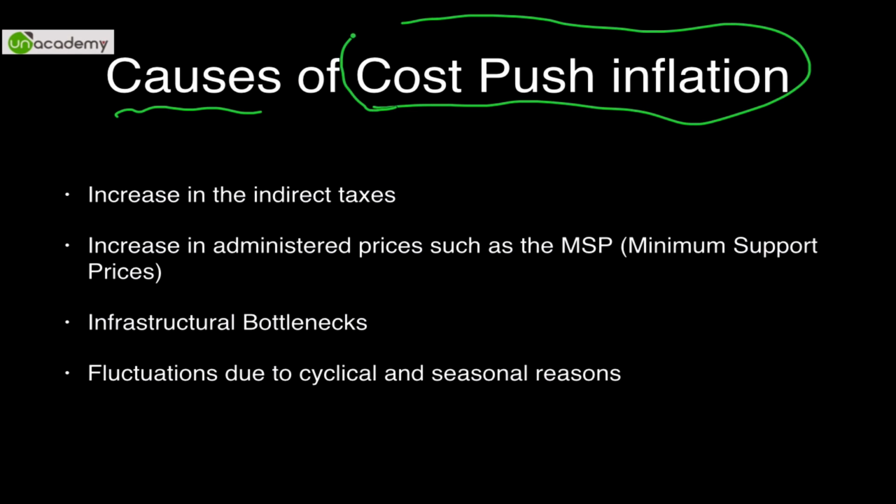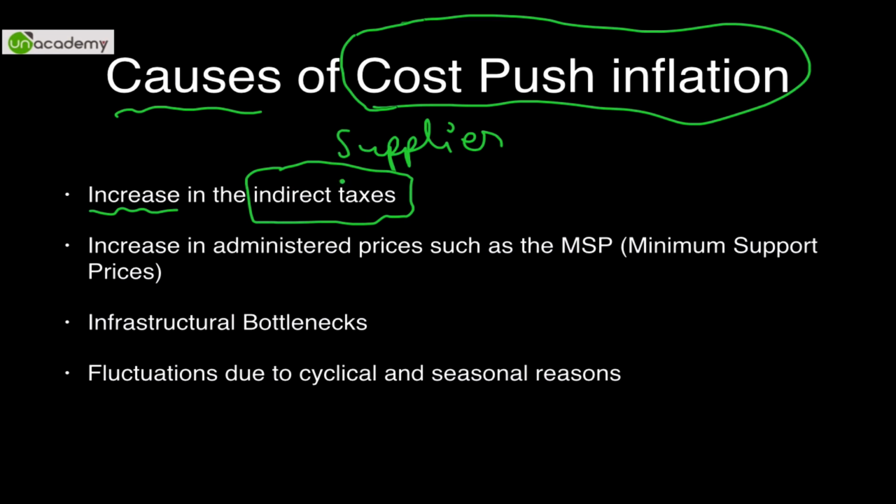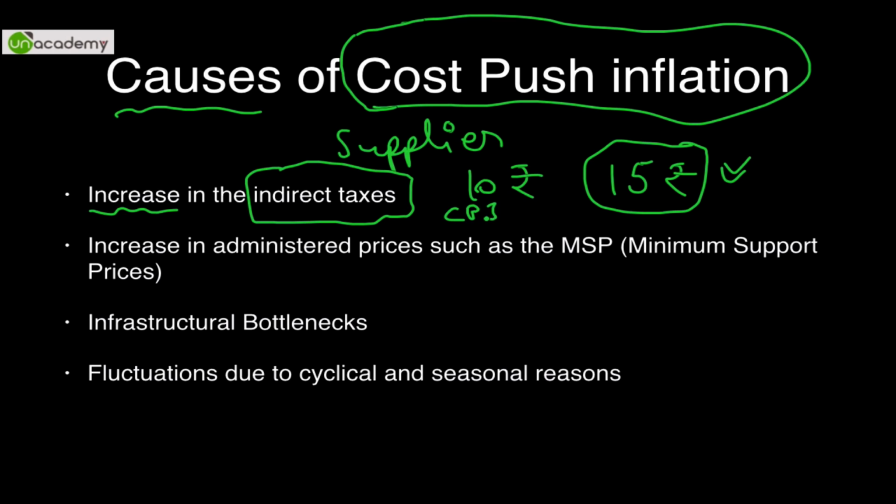What I'd like you to focus on from the supplier side: just imagine that there is a lot of increase in indirect taxes. Right now we do not have GST, we have lots of taxes. So you need to pay many taxes before your goods are actually marketable. Let's say your good was originally 10 rupees, but because of taxation it is now 15 rupees. As a supplier, you literally cannot do anything about it but sell it at 15 rupees. Is that understood? Because of the increase in indirect taxes, there is cost push inflation.